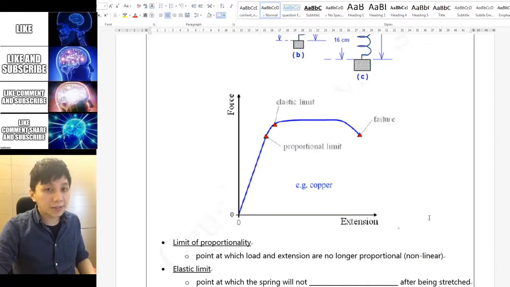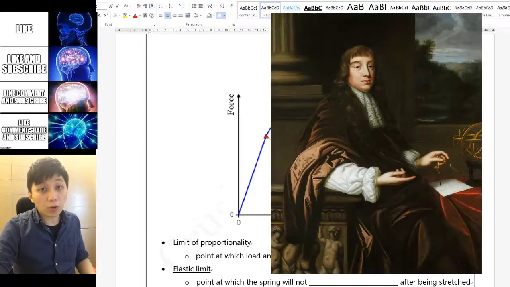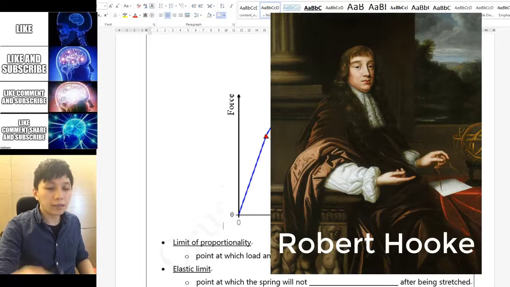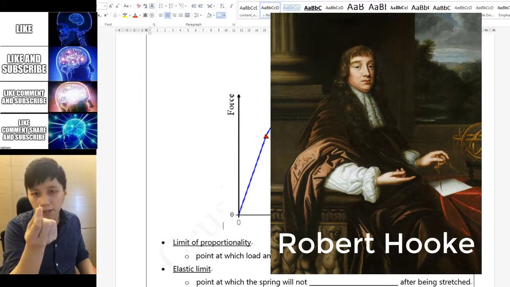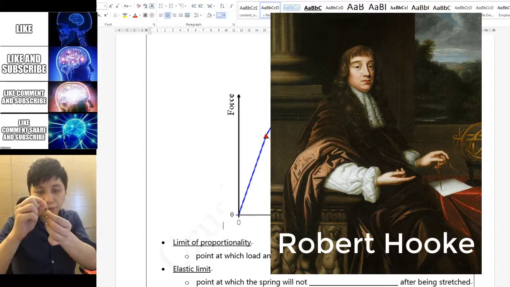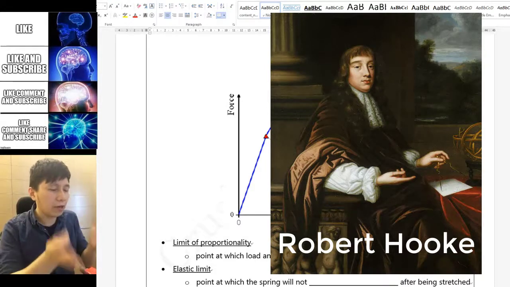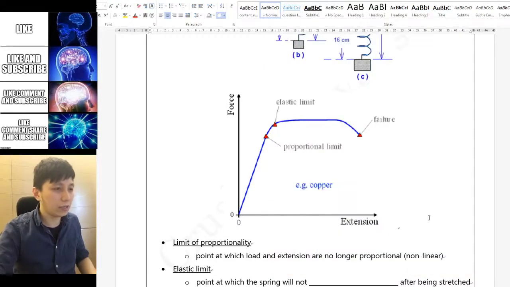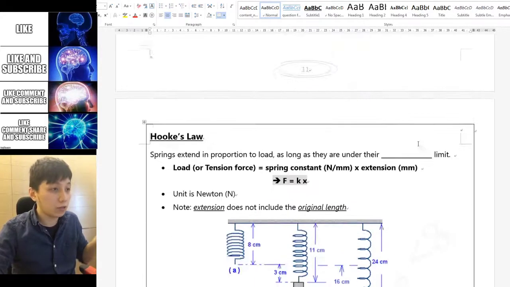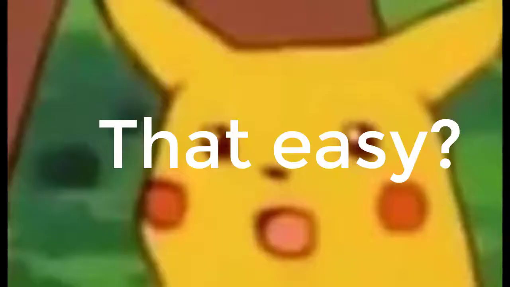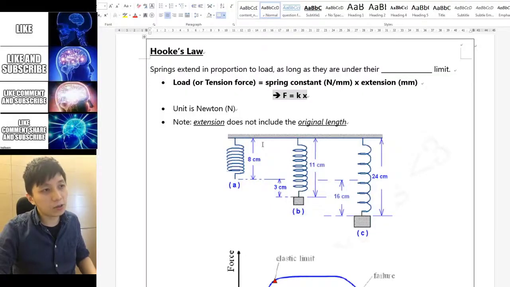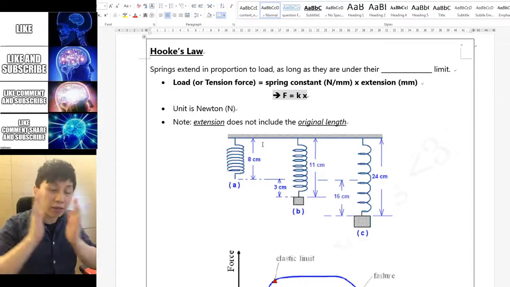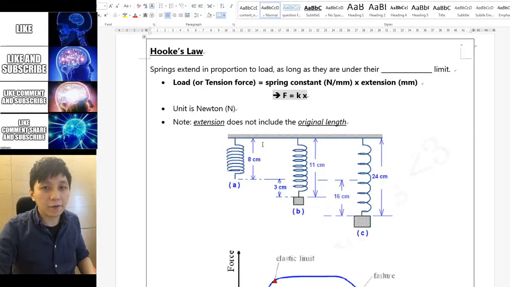In 1660, a scientist called Robert Hooke investigated the property of a spring, and he actually found out a relationship like the graph that you can see on the screen. Because of this, he invented a law named after himself, called Hooke's law. And this is going to describe the extension of a spring under a force.